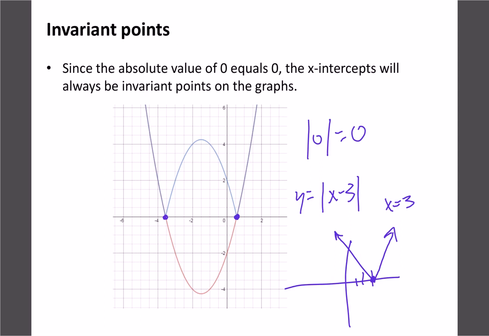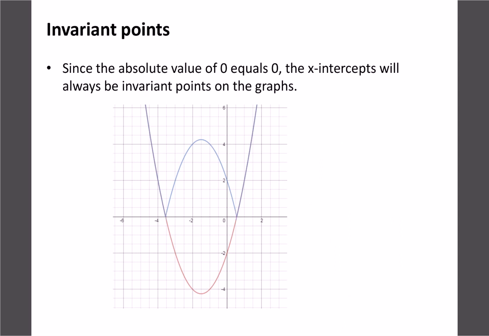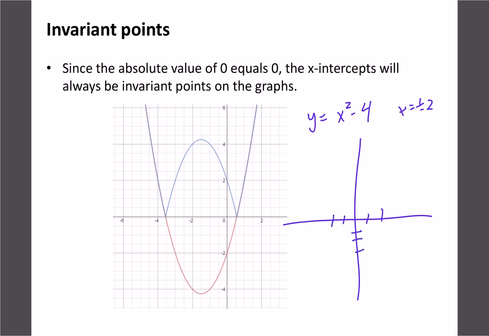Let's try one more with a quadratic. If I gave you an equation that was y equals x squared minus 4, we know that if we solve that, we would get x equals plus or minus 2. We know our y-intercept is negative 4, so we know our quadratic would go through those points from negative 2 to 2 and down to negative 4.